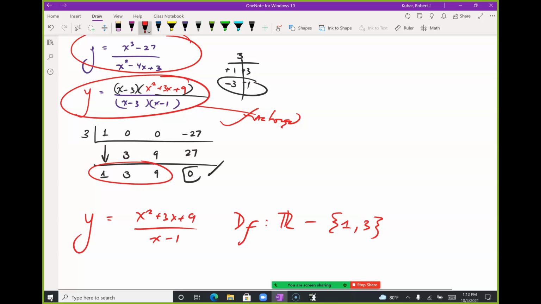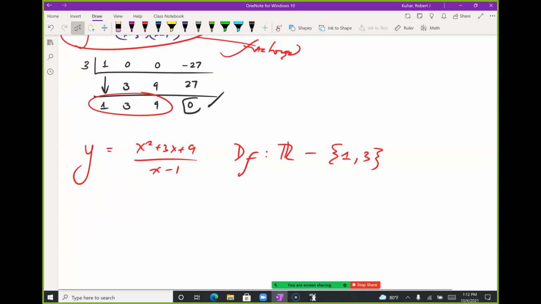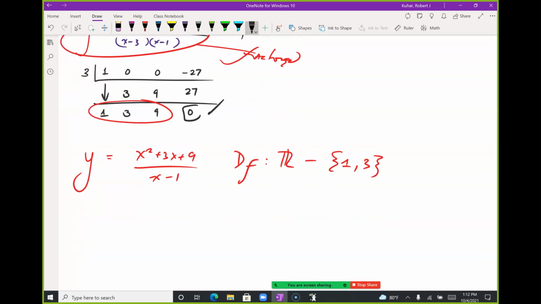So now I can use my original standard, or I can use my reduced to find the oblique asymptote, right? And let's do long division, right? So let's do x minus 1 into x squared plus 3x plus 9. Everybody with me? Anybody need a moment?